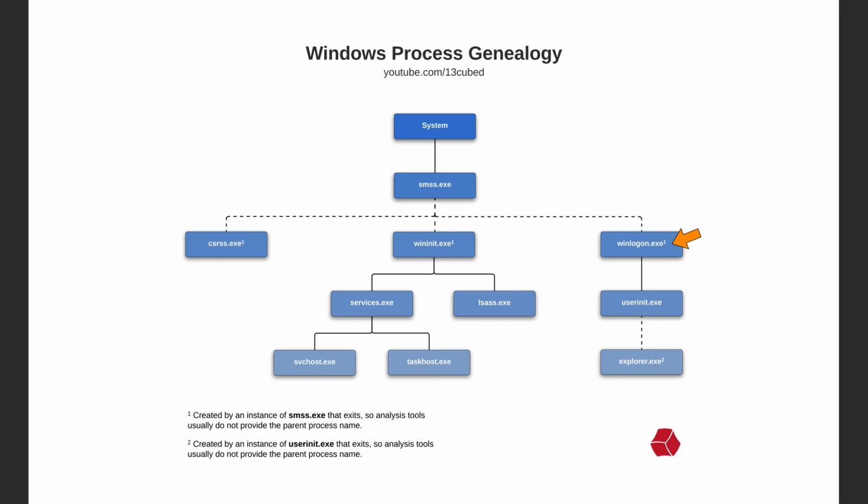winlogon.exe has an expected path of %SystemRoot%\System32\winlogon.exe. Like csrss.exe and wininit.exe, its parent is smss.exe, but it's created by an instance of smss.exe that exits, so our tools usually do not provide a parent process name. The number of expected instances is 1 or more, the associated user account is Local System, and the start time is within seconds of boot time for the first instance, which is for session 1.